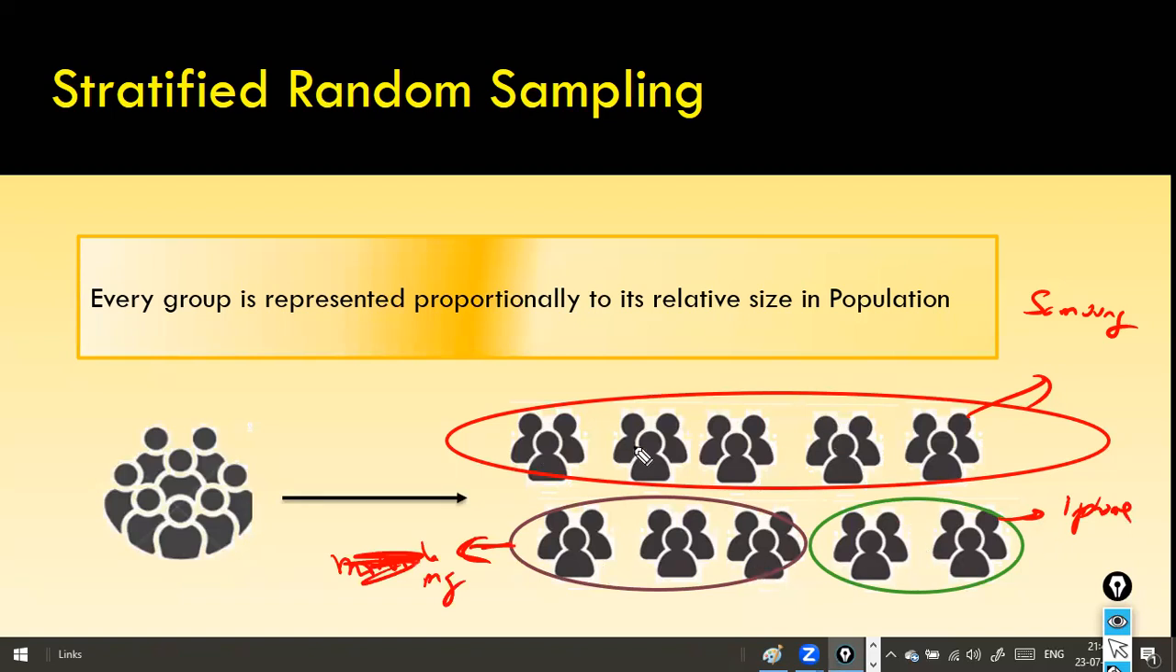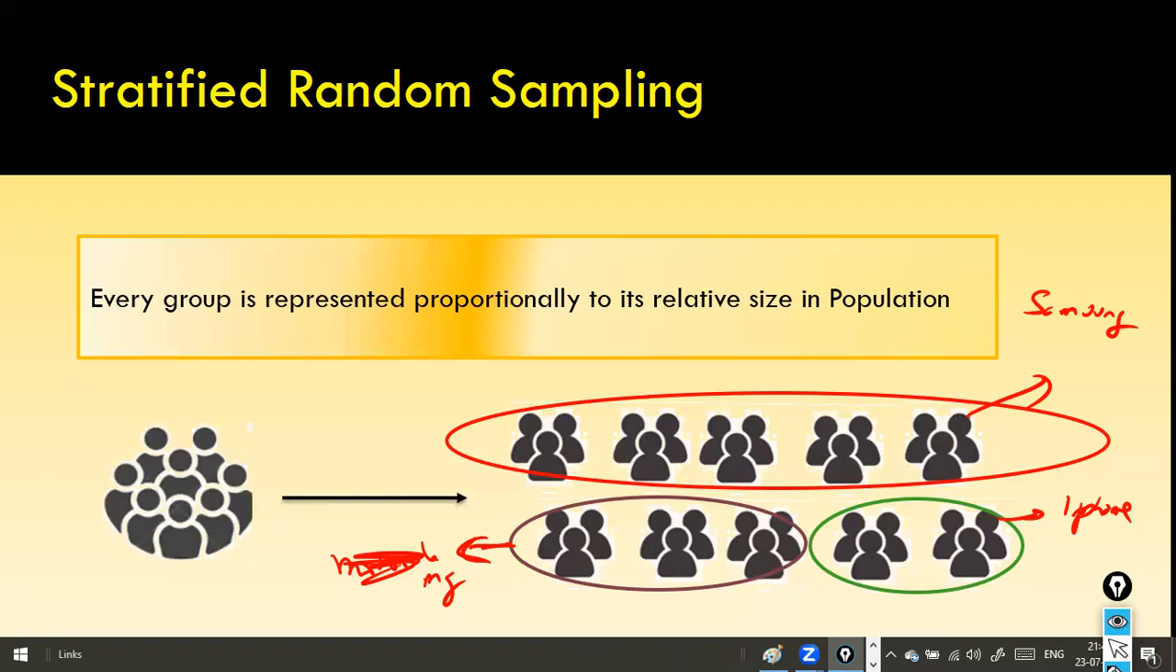What you are doing is you are going to draw a sample from all these 3 groups. Your sample should be representative of the population. In the case of stratified random sampling, we draw a sample from all the groups. The next question: how do we draw a sample from these 3 groups? Can I draw 1, 1, 1, or can I draw 5 and 5? In this case, each group is represented proportionally to its relative size in population.